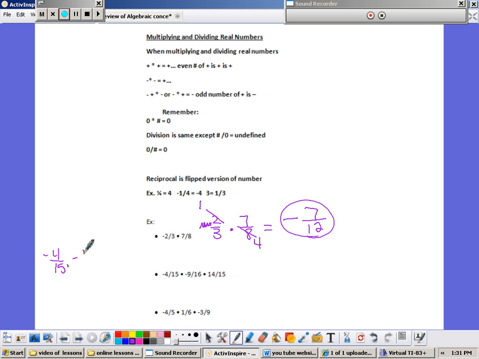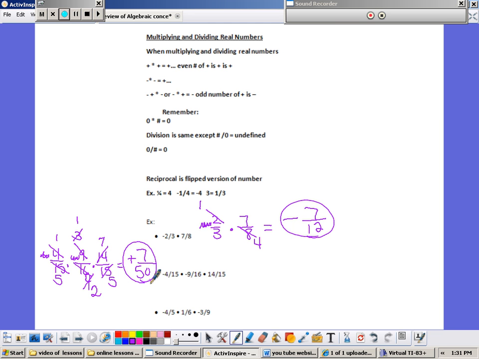-4/15 times -9/16 times 14/15. I have two negatives, which makes a positive answer. I scribble them out so I don't have to worry about them. 4 goes into 16 4 times. Now 9 does not go into 15, but 3 goes into 9 3 times, and 3 goes into 15 5 times. This 3 also can go into 3 one time, and here 5 times. 14 cannot go into 4, but 2 can go into 14 7 times, and 2 can go into 4 2 times. So 1 times 1 times 7 is 7, and 5 times 2 times 5 is 50.